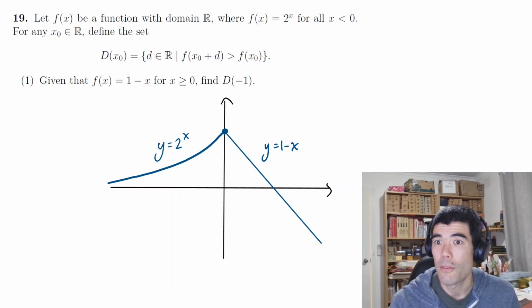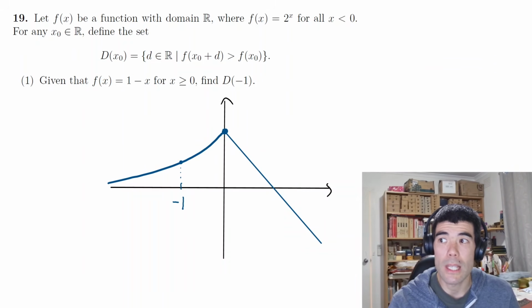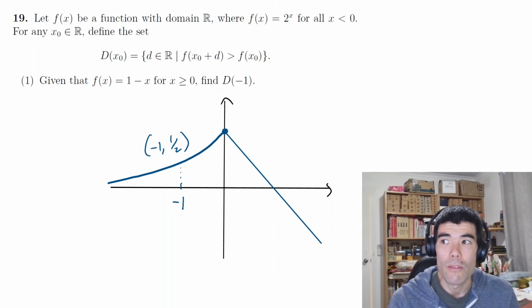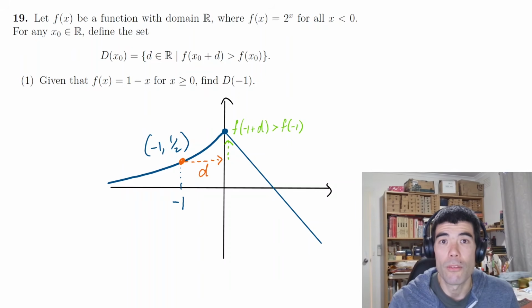So here's the graph, and starting from negative 1, we need to either move left or right so we go uphill. So clearly we're going to need to move right. At negative 1, originally the y value is a half because 2 to the power of negative 1 is a half. So if I move to the right a little bit, say about 1 unit, then definitely I will be moving uphill. I have f of negative 1 plus d being greater than f of negative 1.